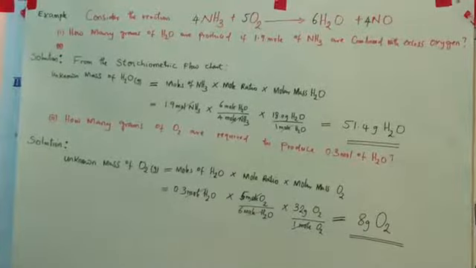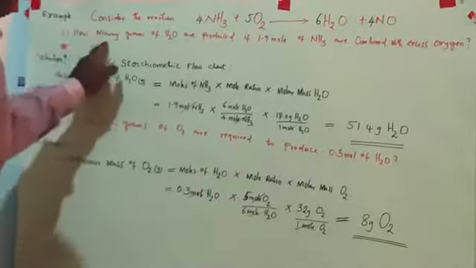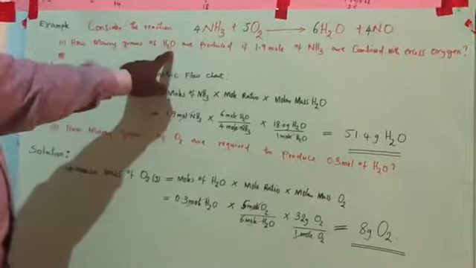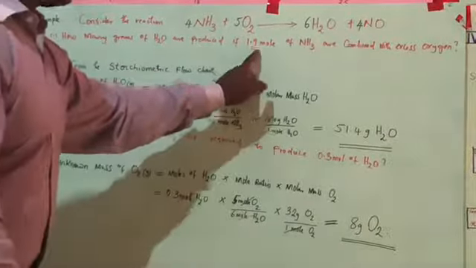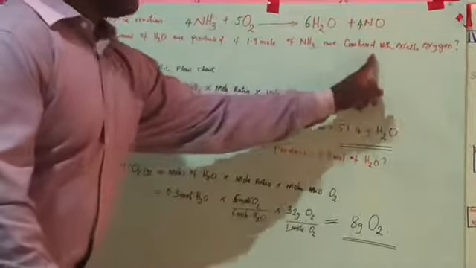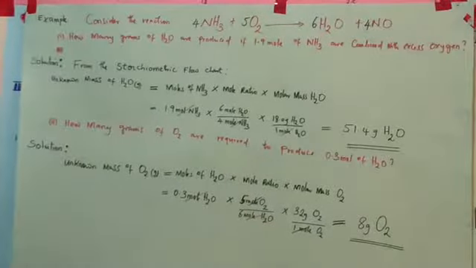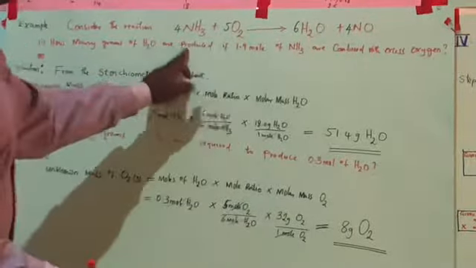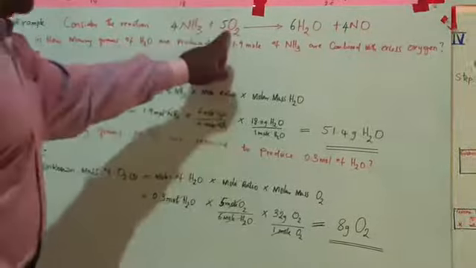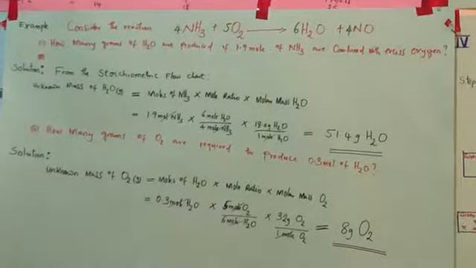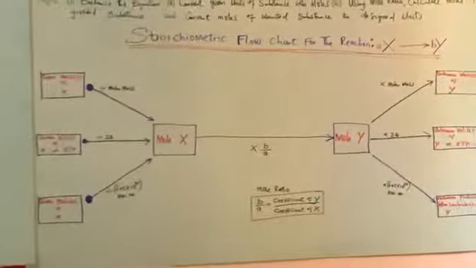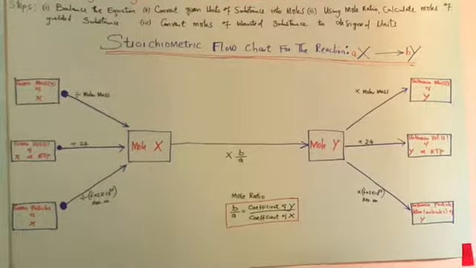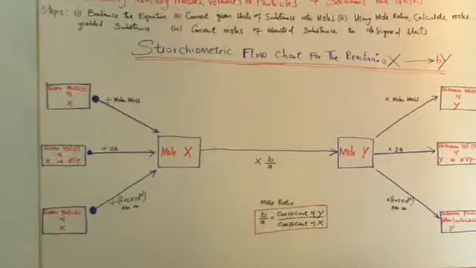The equation is balanced. Now, in solving this: how many grams of water are produced if 1.9 moles of ammonia are combined with excess oxygen? This is the question. What is the unknown here? The unknown here is the mass. From the stoichiometric flowchart, the unknown is the mass of the product.